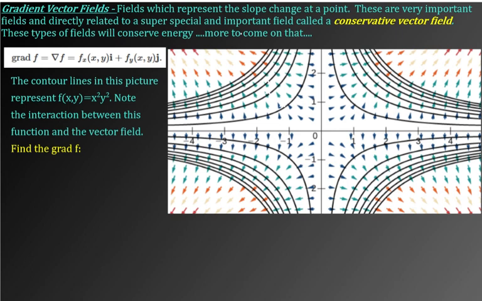One other thing that I want to talk about in this video is something called a gradient vector field. This brings up the memory of when we studied gradient descent. I think I actually showed a vector field back then, but I didn't really explain it. But this is basically the definition. These are fields which represent the slope change at a point, okay? They're just going to point in the direction of the gradient.